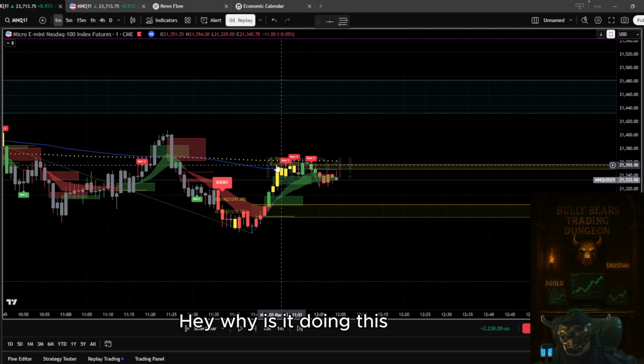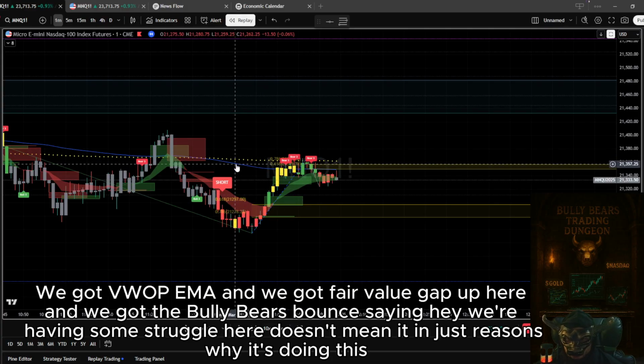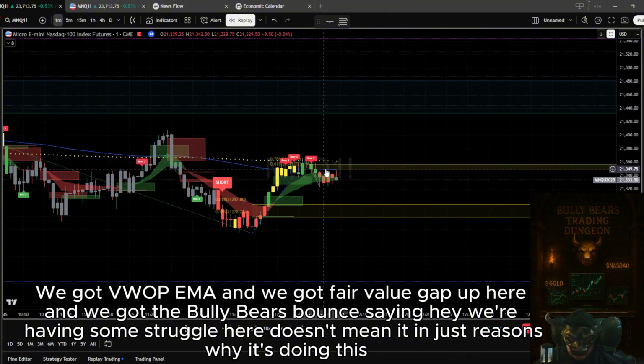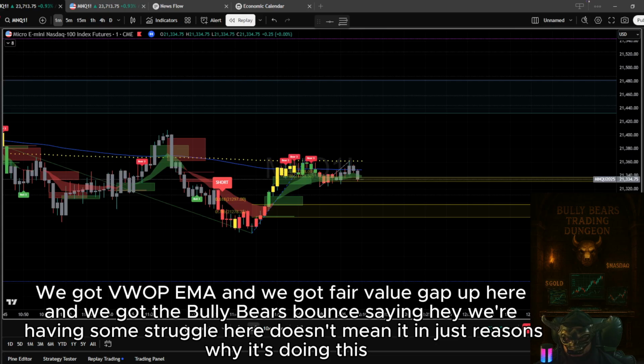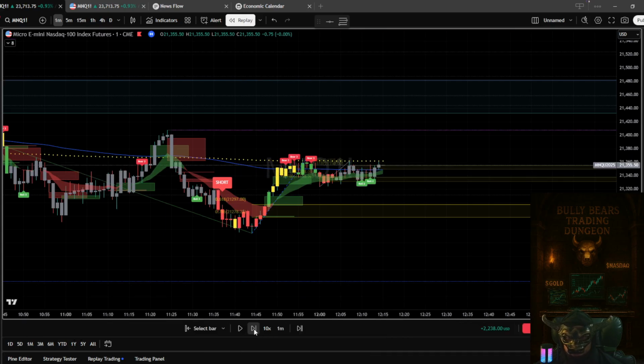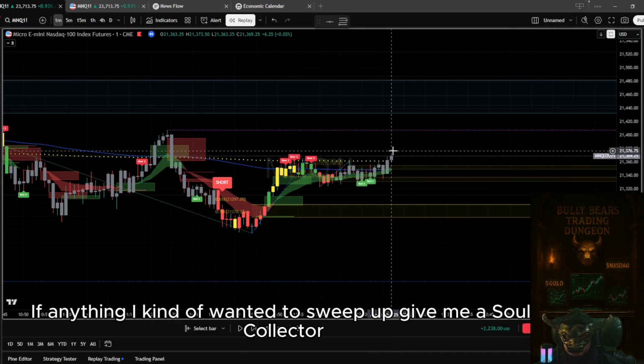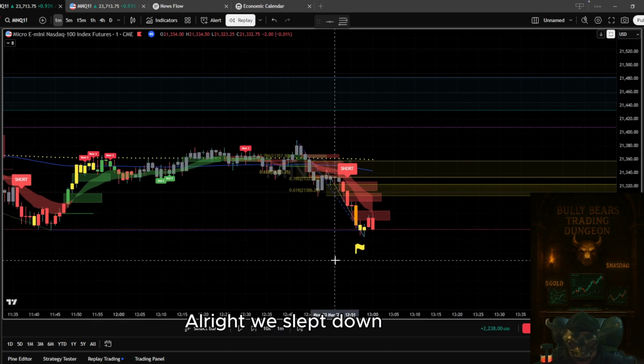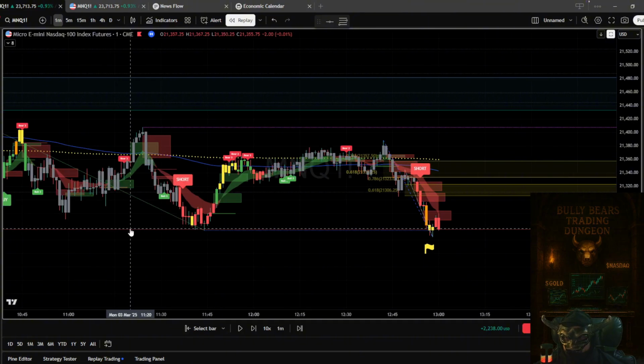Hey, why is it doing this? We got VWAP, EMA, and we got fair value gap up here. And we got the Bully Bears bounce saying, hey, we're having some struggle here. Doesn't mean get in, just reasons why it's doing this. If anything, I kind of wanted to sweep up, give me a soul collector. All right. We swept down.